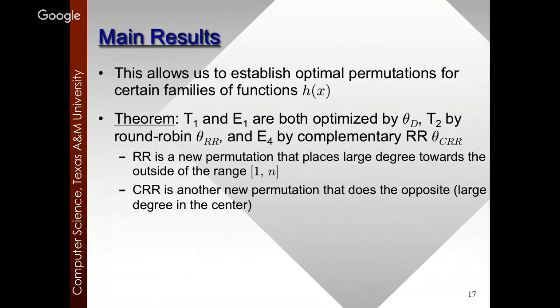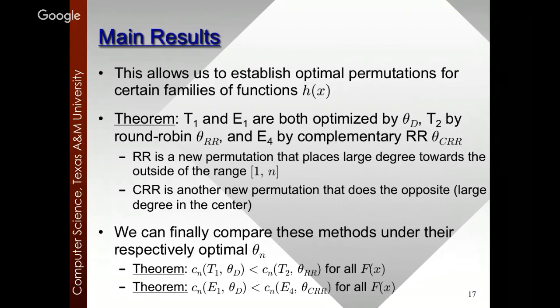The round-robin, which is to say, we're going to place larger nodes with larger degrees towards the outside of the range 1 to n. So, for example, the largest degree is going to be placed at location 1, and the second largest is going to be placed at location n, and so forth. And the algorithm E4 is optimized by complementary round-robin, which literally is a complement of round-robin, and is to place larger degrees towards the center of the range 1 to n.